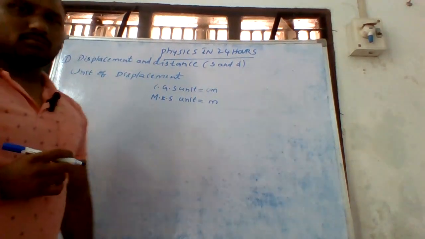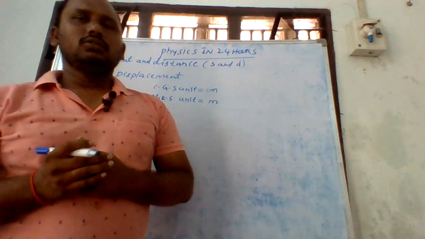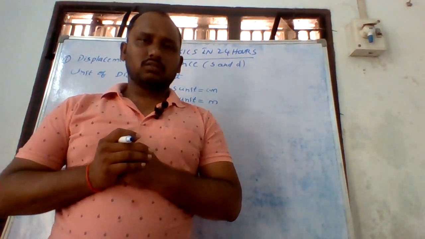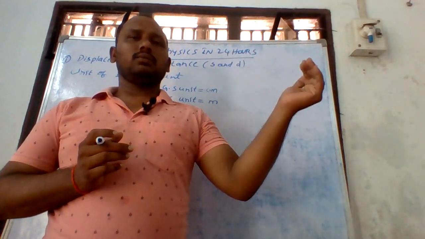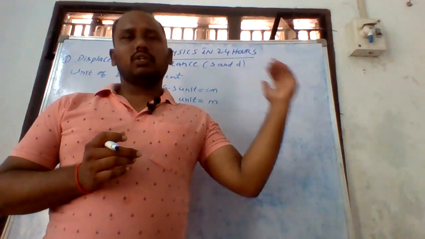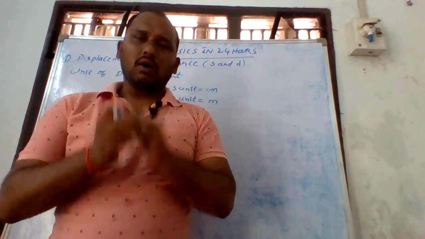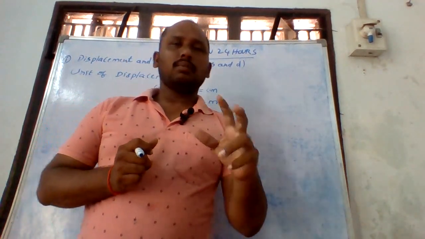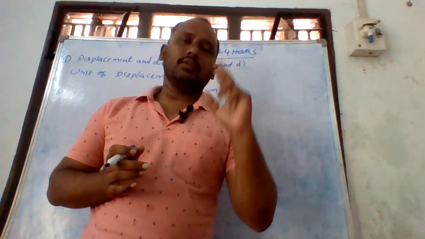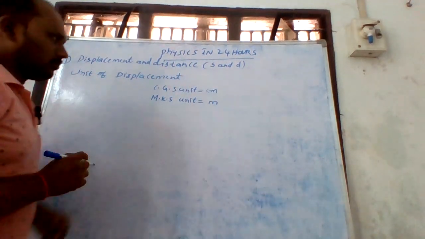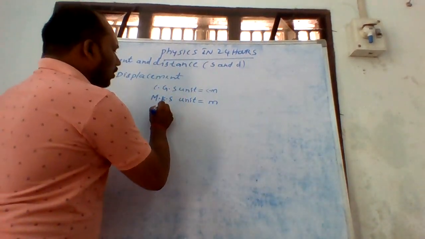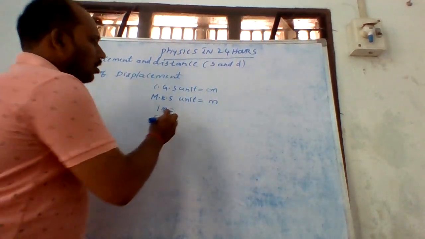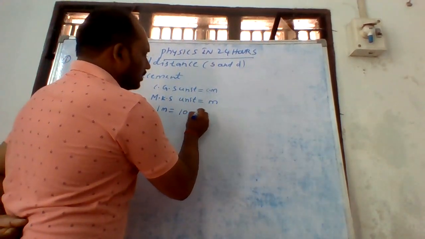Keep in mind guys, in physics the problem you face is conversions, from higher measurement to lower measurement, or lower to higher. Everybody is struggling a lot to convert. So I am telling you in a lighter way how to do this. Let's say 1 meter is equal to how many centimeters? 100 centimeters.